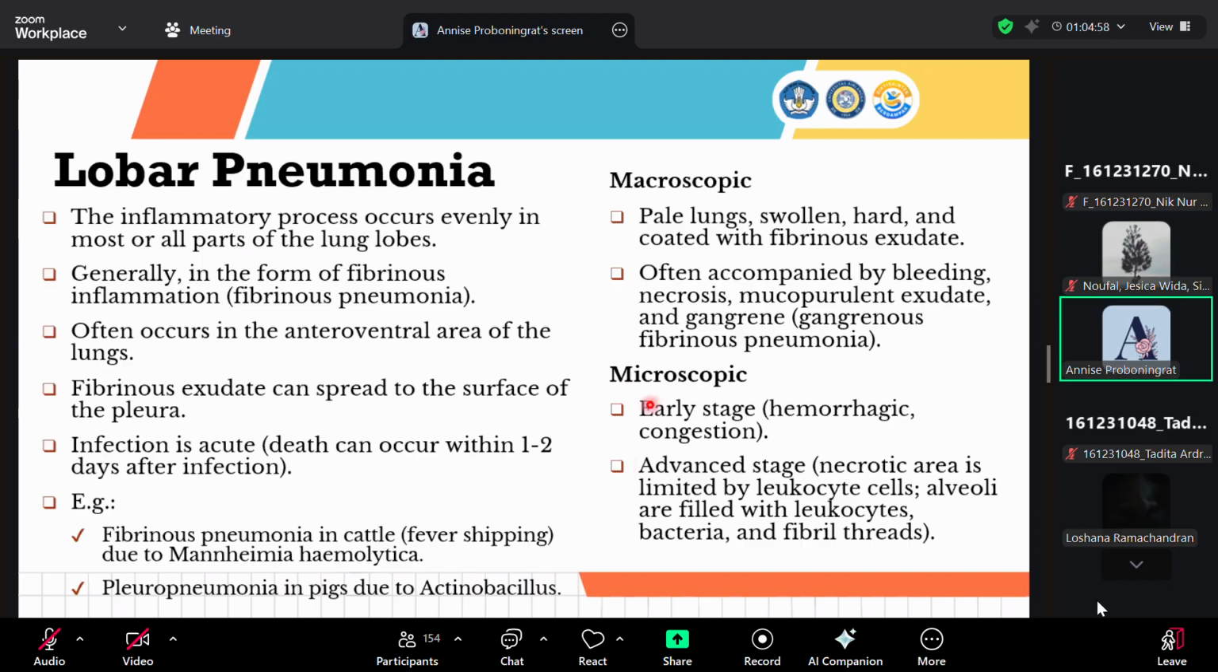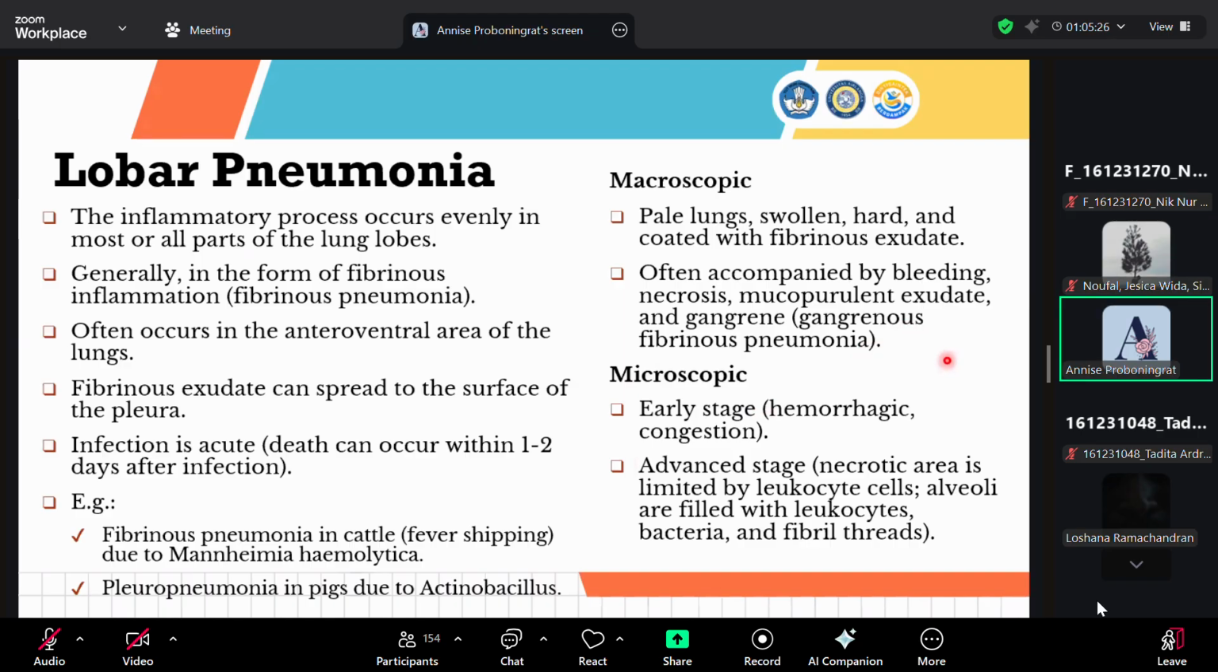The lungs become pale, swollen, hard, and coated with fibrinous exudate in the pleura, and can be accompanied by hemorrhage, necrosis, mucopurulent exudate, and gangrene if the pneumonia becomes gangrenous.